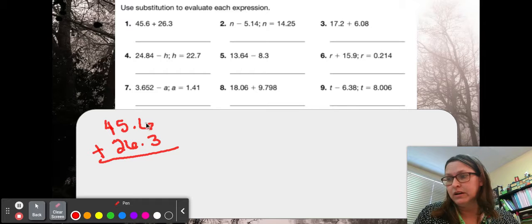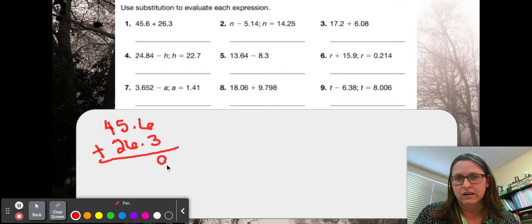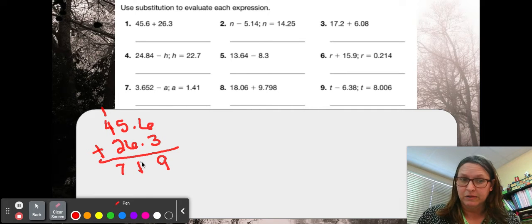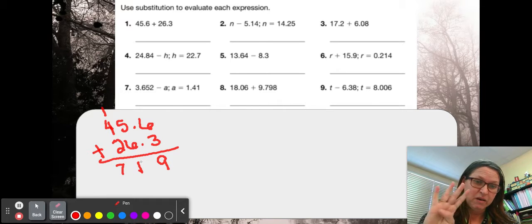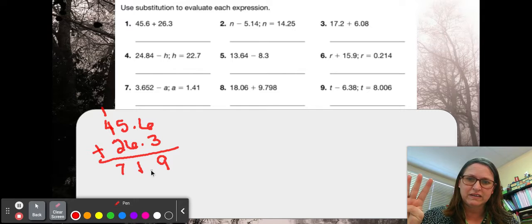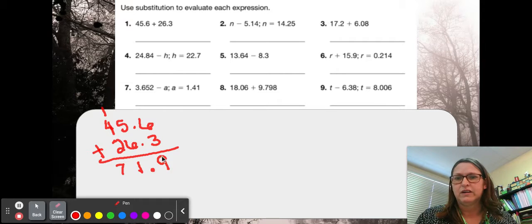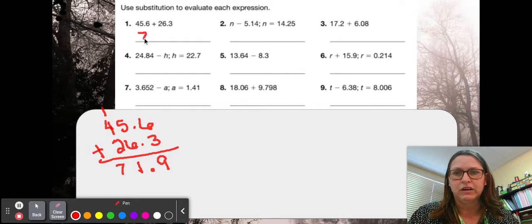So 6 plus 3 is 9. 5 plus 6 is 11. 4 plus 2 is 6 plus 1 is 7. I'm done with step number 3, and my final step, the fourth step, is always bring my decimal down into the answer. So for number 1, it is 71.9.